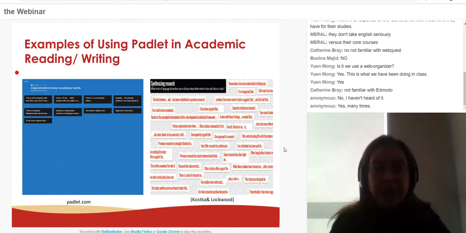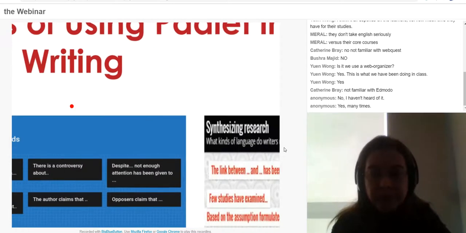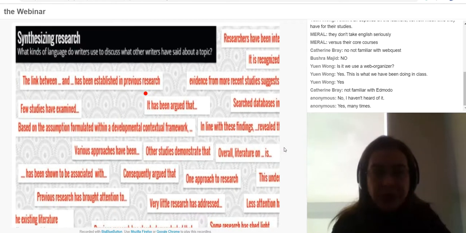Okay, the way that I would like to use it, or I have used it here, I have chosen two examples for you. The one on the right hand side, and let me enlarge this for you. This is a task from Kafka's article. They have chosen to title it Synthesizing Research.